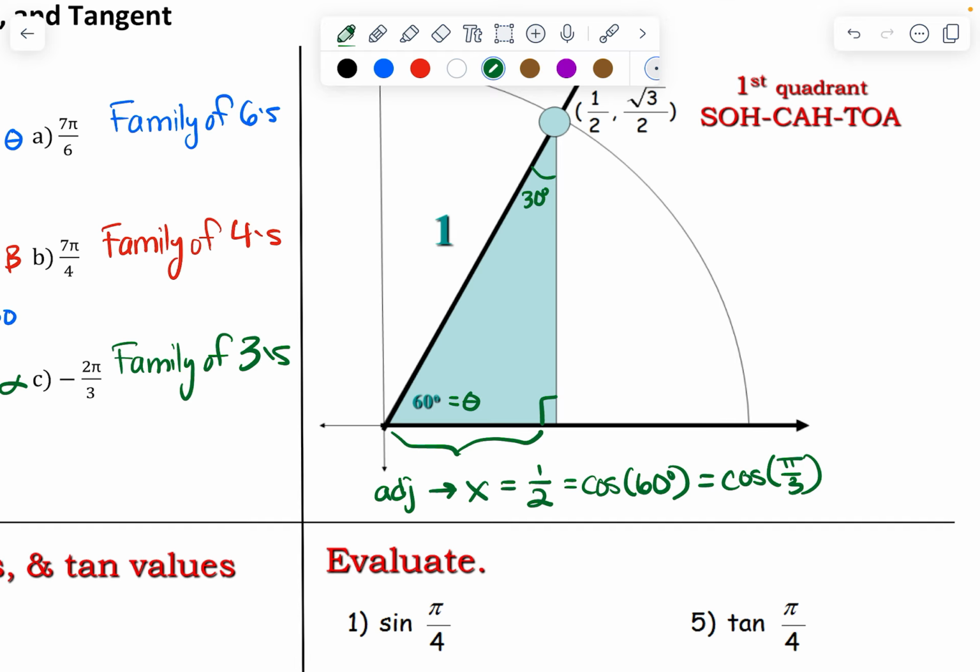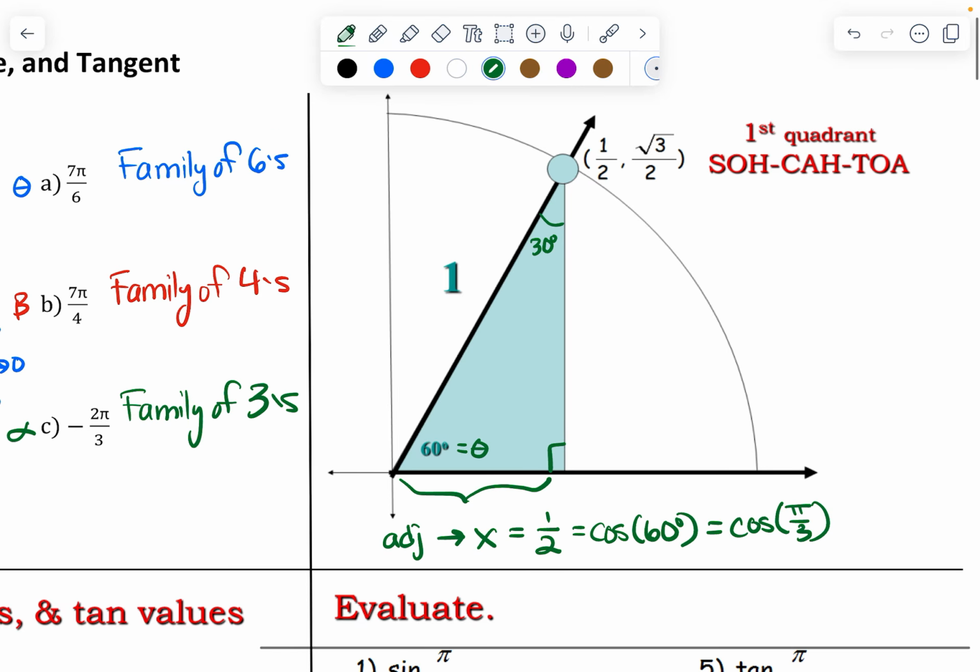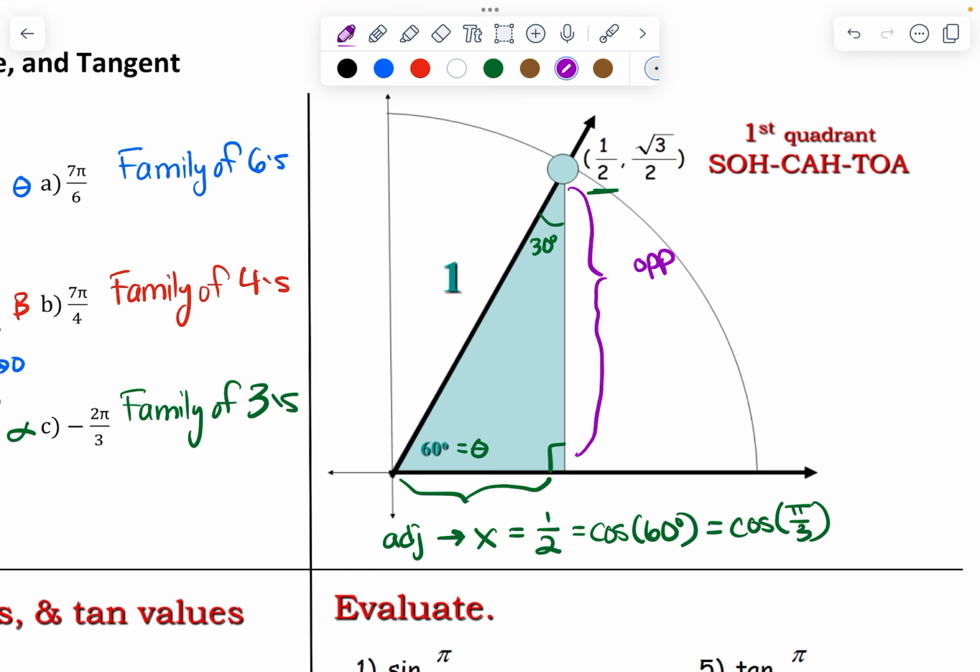It's the adjacent side, it's equal to 1/2. It's cosine of 60 degrees, which is equal to cosine of pi over 3. And I can use all of that based on this coordinate. The same pattern can be used for the vertical side. So this is the opposite side. It's opposite the angle. This is the y value. It's equal to root 3 over 2.